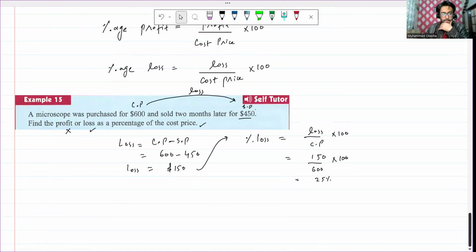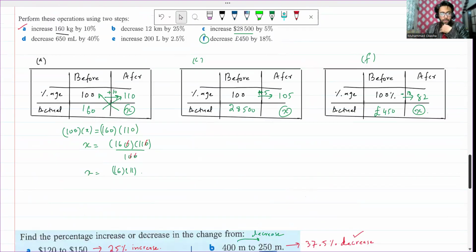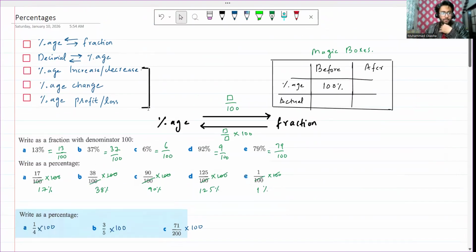Okay, so I hope it gives you an idea about how percentages work and how to deal with all these 5 forms of percentages.